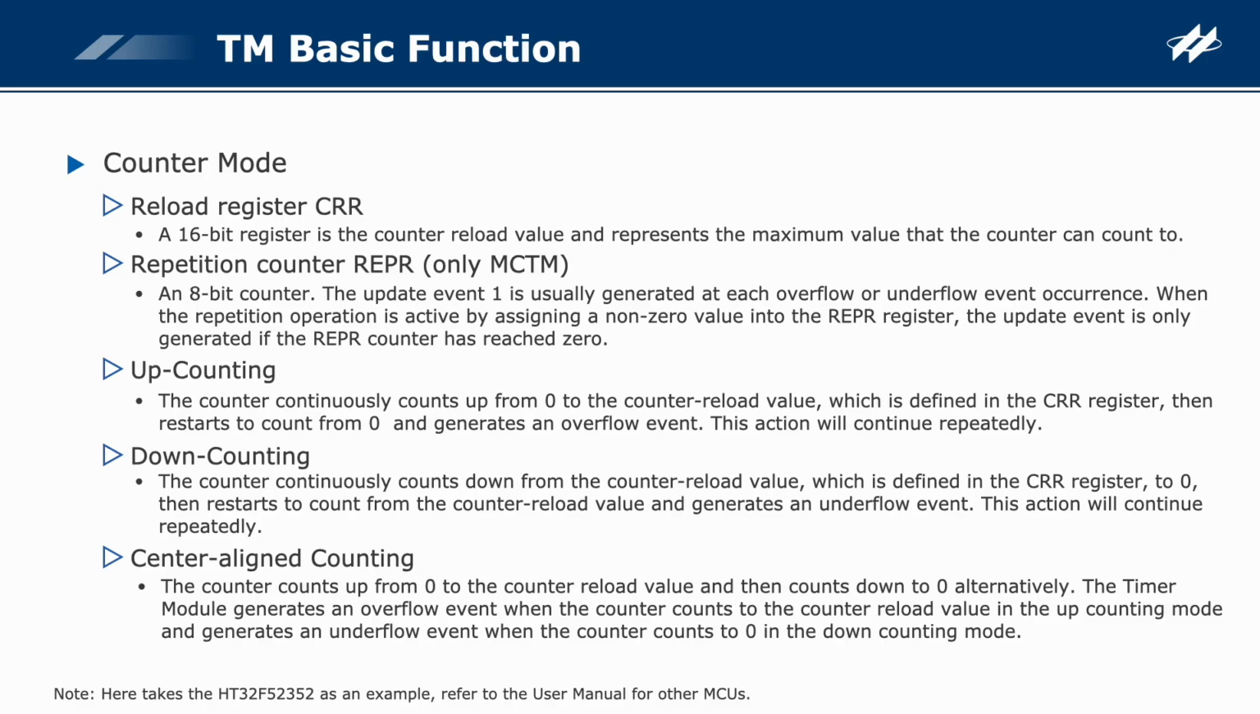In the center-aligned counting mode, the counter counts up from 0 to the counter reload value, and then counts down to 0 alternatively. The timer module generates an overflow event when the counter counts to the counter reload value in the up counting mode and generates an underflow event when the counter counts to 0 in the down counting mode. The count direction is updated by hardware automatically.